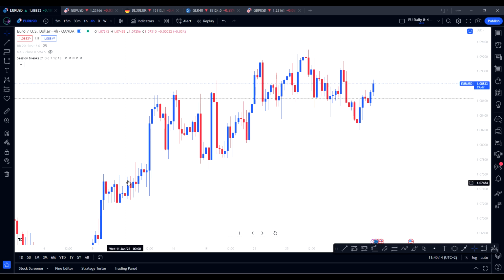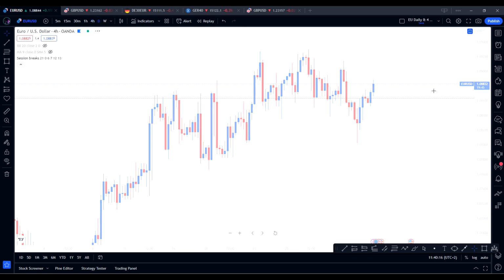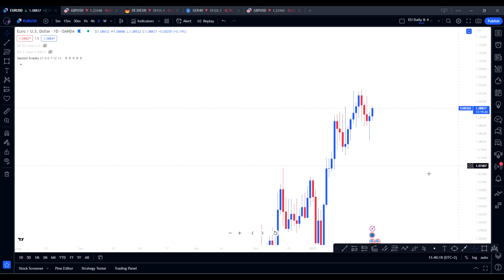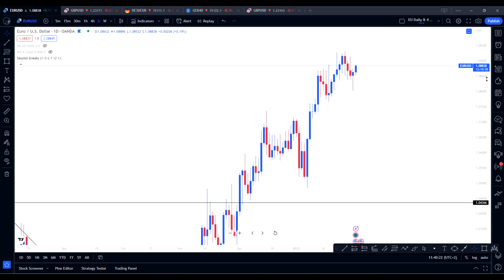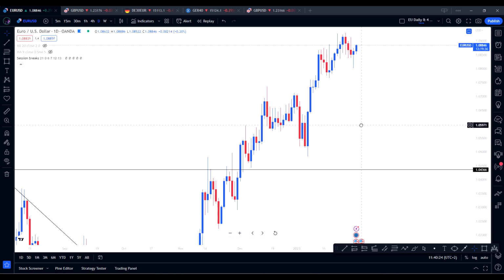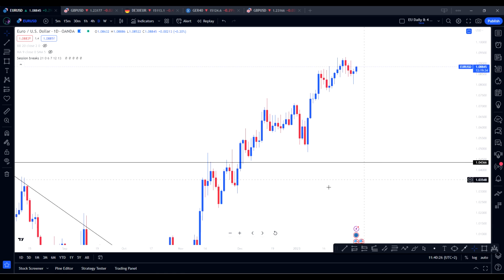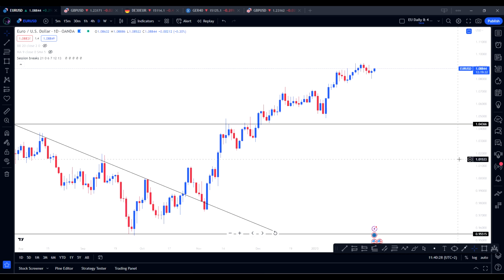All right. Now, if we switch to the daily, this is important because we need to establish a bias. We need to establish a reason as to whether we are going to be looking for long positions or short positions. Now, on the daily time frame, we can see we have been trending upwards, right? Clearly. This means that we are looking for long setups. Why would we look for short setups when we are going upwards? That would be counter trend trading.